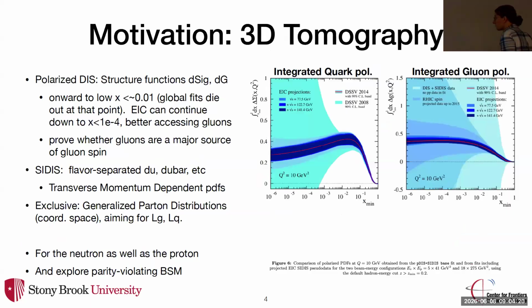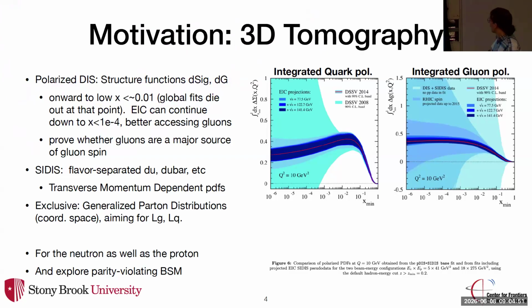All right. So that kind of sets up what we could do at the EIC. We can do polarized deep inelastic scattering. This accesses the structure functions: delta sigma, the polarization of the quarks, and delta G, the polarization of the gluons, going down from the Bjorken x that we could reach at RHIC to much lower Bjorken x. And I'm feeling like I dropped something off the slide because I definitely forgot to make those into nice, pretty symbols.